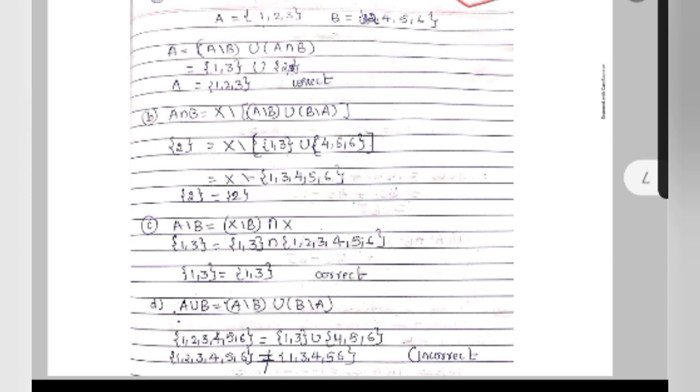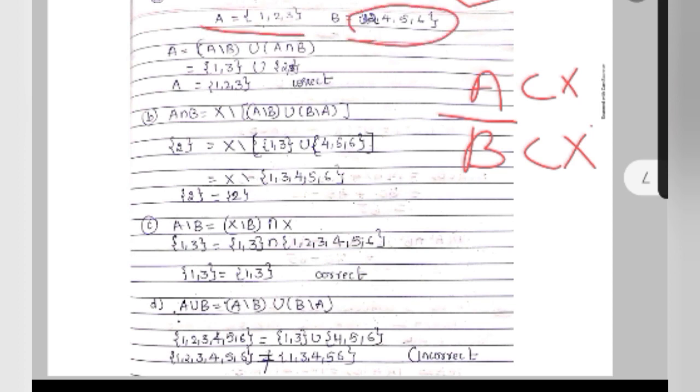Next, in the question they have given you that A is a subset of X and B is also a subset of X. So I have to take the subset of X. A contains 1, 2, 3, which is a subset of X, and I am going to take the second set B which contains 2, 4, 5 and 6. Both are subsets of your universal set X.